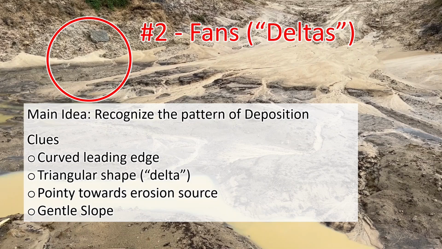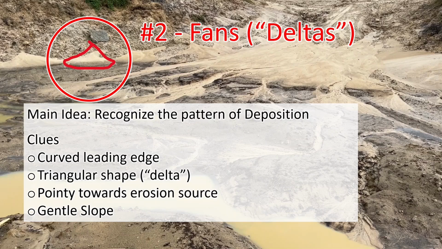These clues, first of all, I want you to notice the curved leading edge. Notice how it's smooth. The next clue is the triangular shape, which is called a delta after the Greek letter. Notice the pointy end is towards the erosion source. It's towards the mountains. Notice the gentle slope as compared to the mountains. The mountains are steep. These fans or deltas have a shallow slope, a gentle slope.